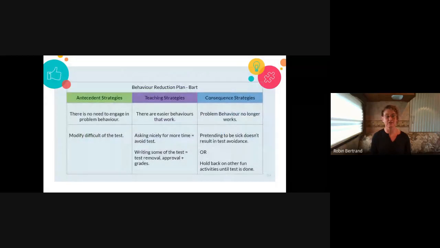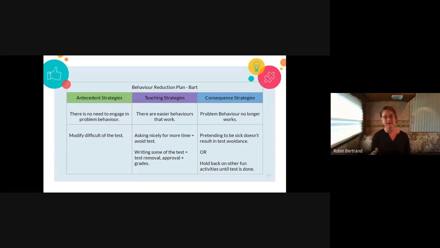Here's the summary of the strategies that we've talked about so far for Bart, divided into the 3 sections of the behavior reduction plan. So in the antecedent section, modifying the difficulty of the test would make it so there's no need for Bart to fake sick because he's less motivated to get out of the test. Asking for more time would be a teaching strategy. So we would teach him to ask for more time so he doesn't need to fake sick, because there's an easier way now for him to get out of the test.